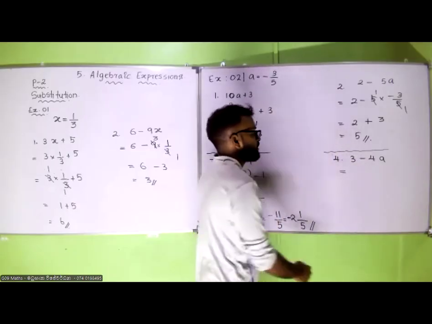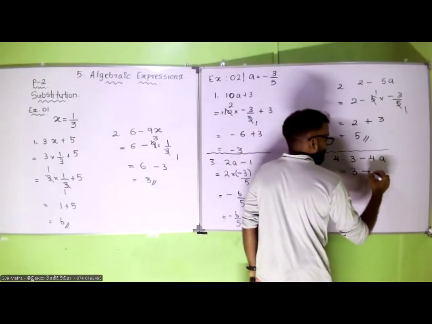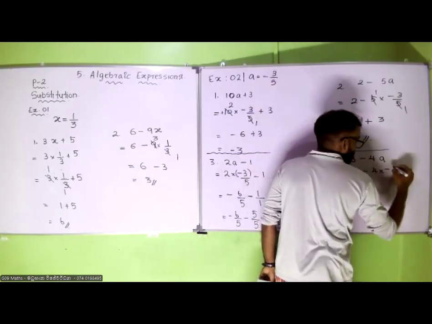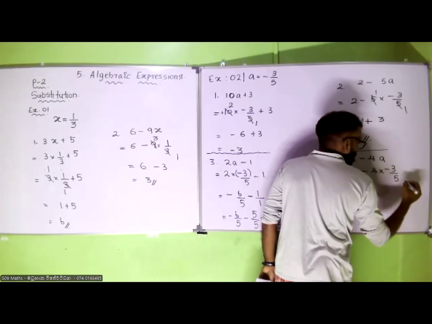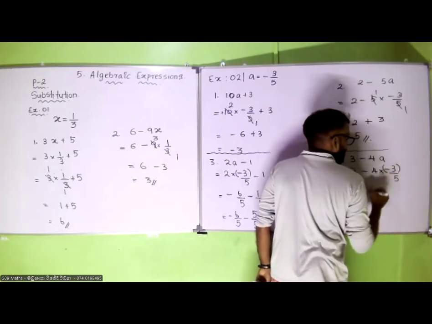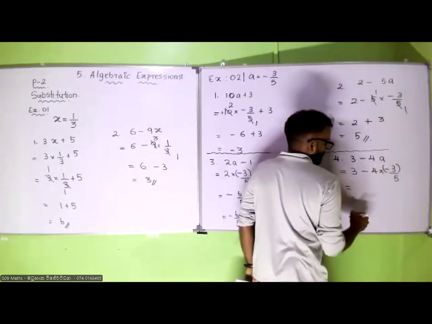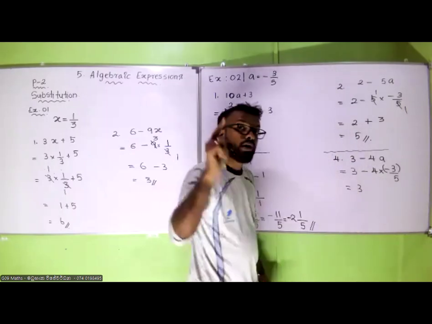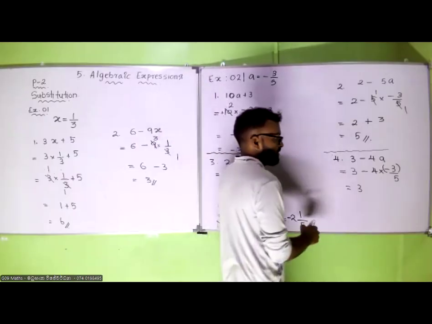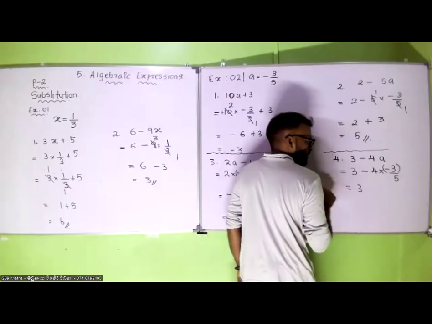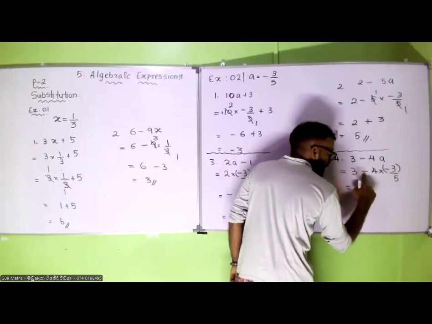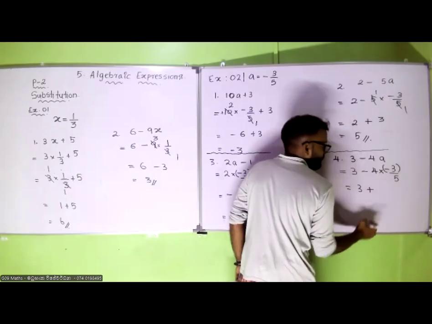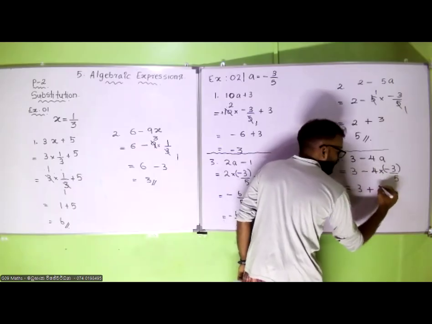3 minus 4 times A, and A means negative 3 upon 5. If you want, you can use brackets, like tabulating again. 3 minus, before putting the minus, you need to simplify the signs. Here you have a negative sign, here you have a negative sign. Negative multiplied by negative, positive. Numbers, 4 times 3, 12.